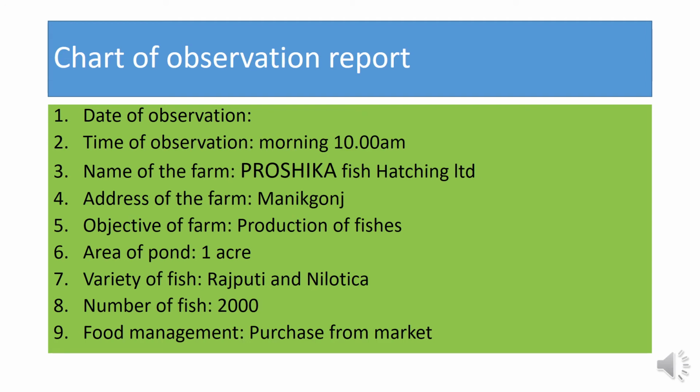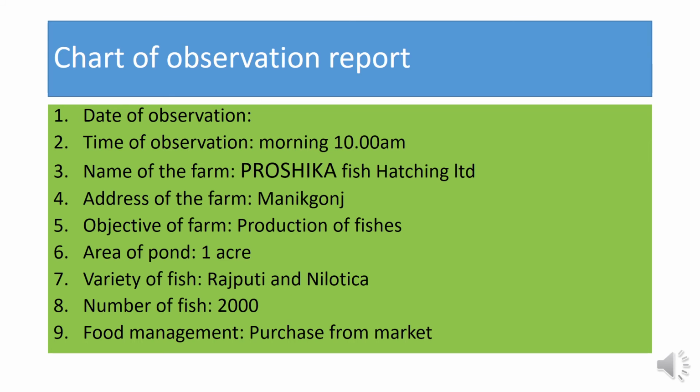First one is date of observation. The date on which you go to the farm will be written here. Then, time of observation, for example, morning 10 a.m. Number 3, name of the farm, like Proshika Fish Hatching Limited. Number 4, address of the farm, Manikganj. Then, objective of the farm, production of fishes.